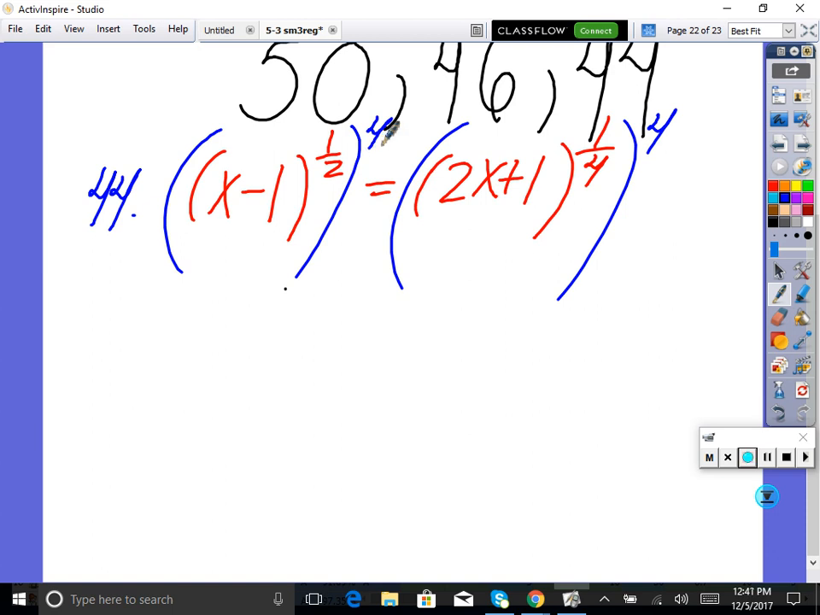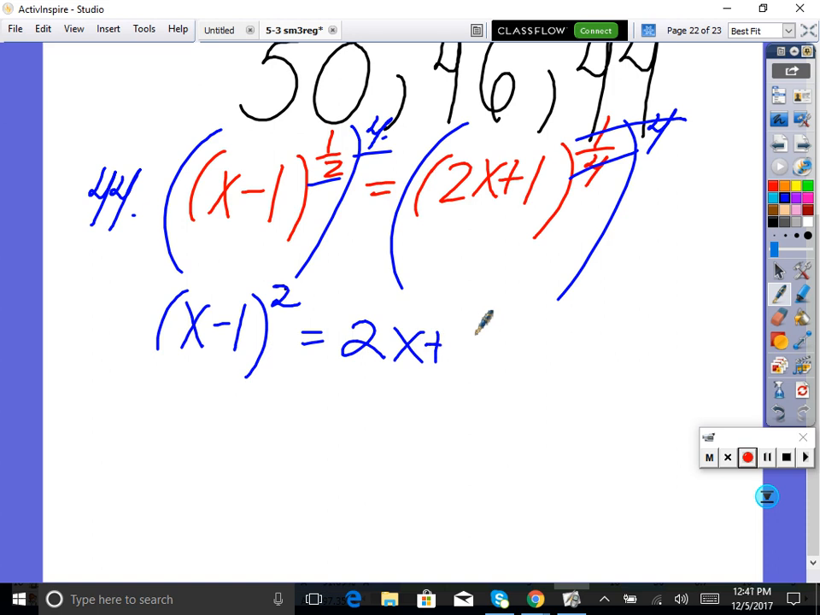So then look, 4 times the half, 2. Does everybody see? Raise a power to a power and you multiply. 4 times the half is 2, everybody. And then over here, doesn't that root cancel out power? Now look at the problem. It's a quadratic. Multiply it out and finish it off.